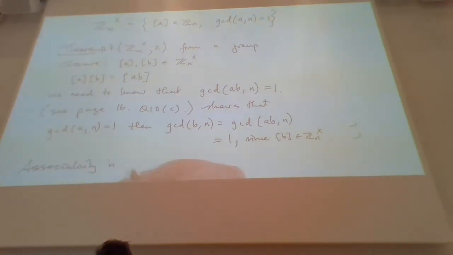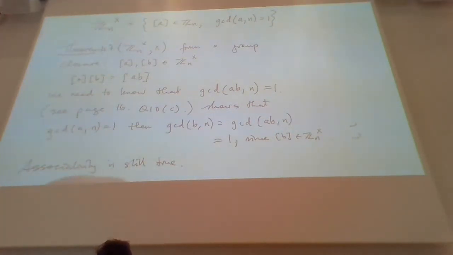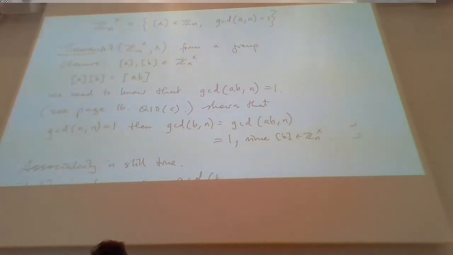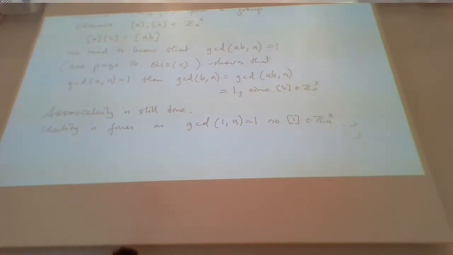Associativity is still true. Associativity was a property about how the operation worked on any possible inputs to it. And we've just slightly reduced the set of inputs, so that's not going to change that property. Associativity still holds true. The identity axiom is still there. Identity is fine as the GCD of 1 and n is equal to 1, so the congruence class of 1 is present in the reduced set. So we do have an identity element.